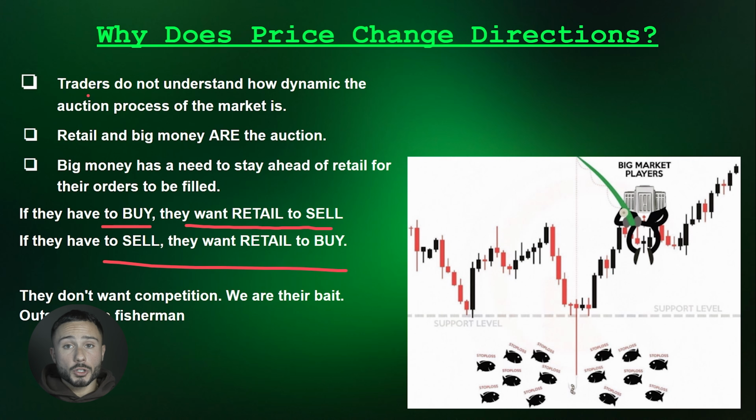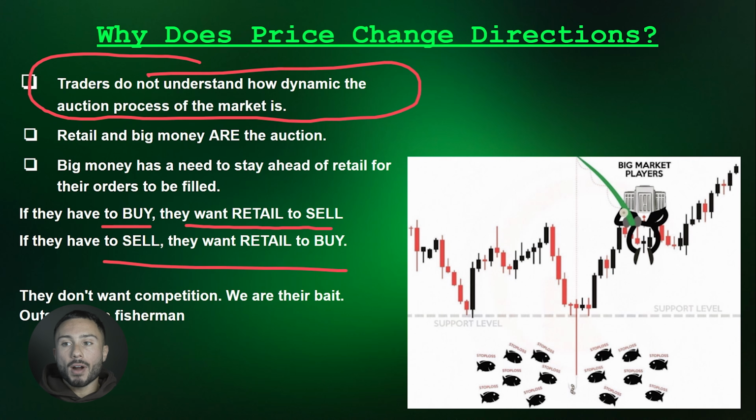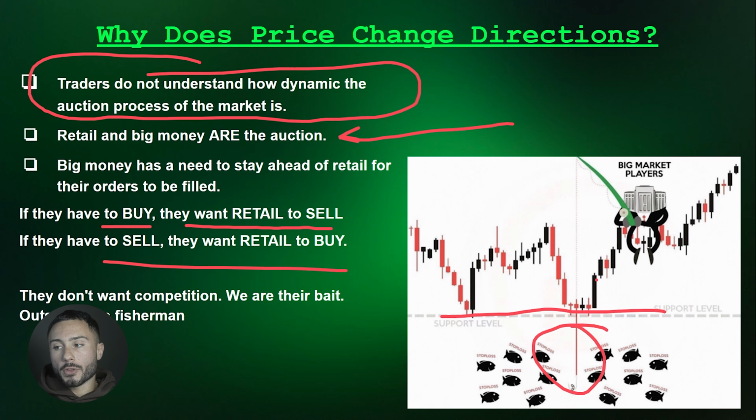The majority of retail, impatient traders do not understand how dynamic the auction process of the market is. Retail and big money are the auction. Big money has a need to stay ahead of retail for their orders to be filled. They have to buy when they want retail to sell, and they have to sell when they want retail to buy. The support level breaks, you short the support level, you are selling into other traders' buy orders. For the market to reverse, you stop out for a loss, and other patient traders gain and profit off of your pain and your mishaps in the market.